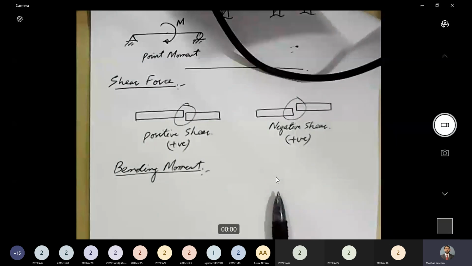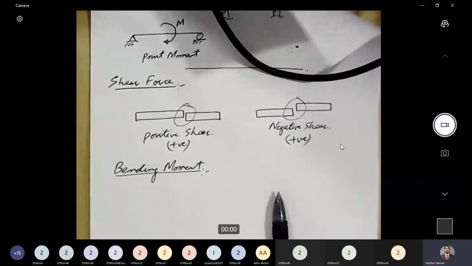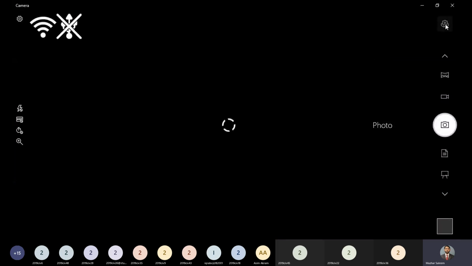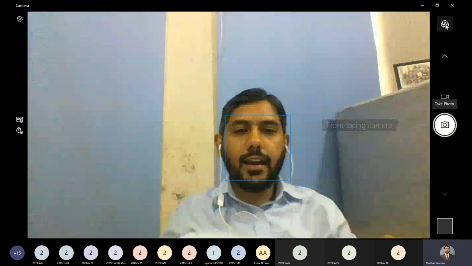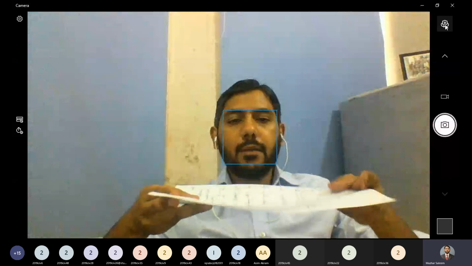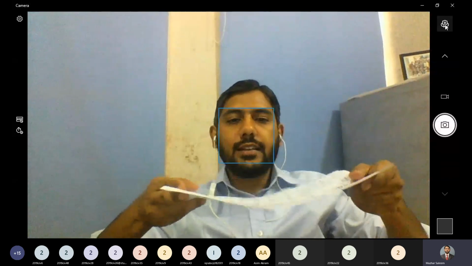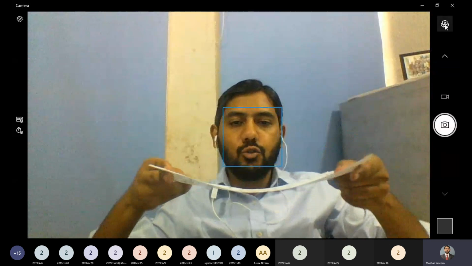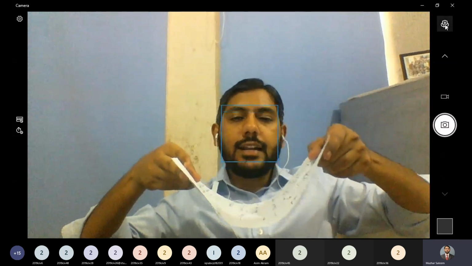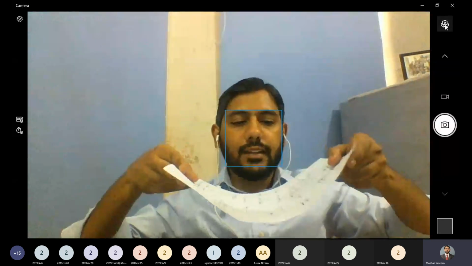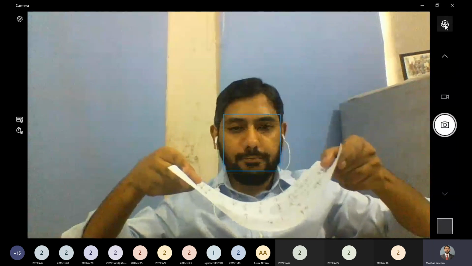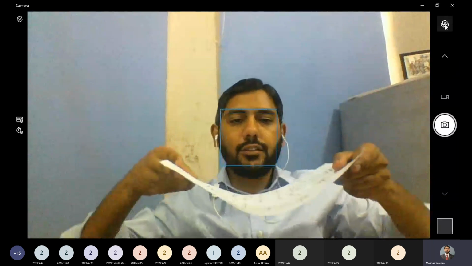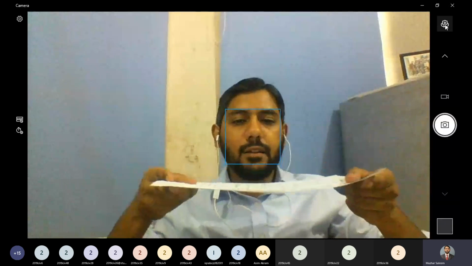Now, if I have a member like this, and I apply force in the downward direction here, that force will tend to move the member like this. This movement is termed as bending, and the movement that generates this bending is termed as bending moment. So the movement that causes the beam to bend is termed as bending moment.